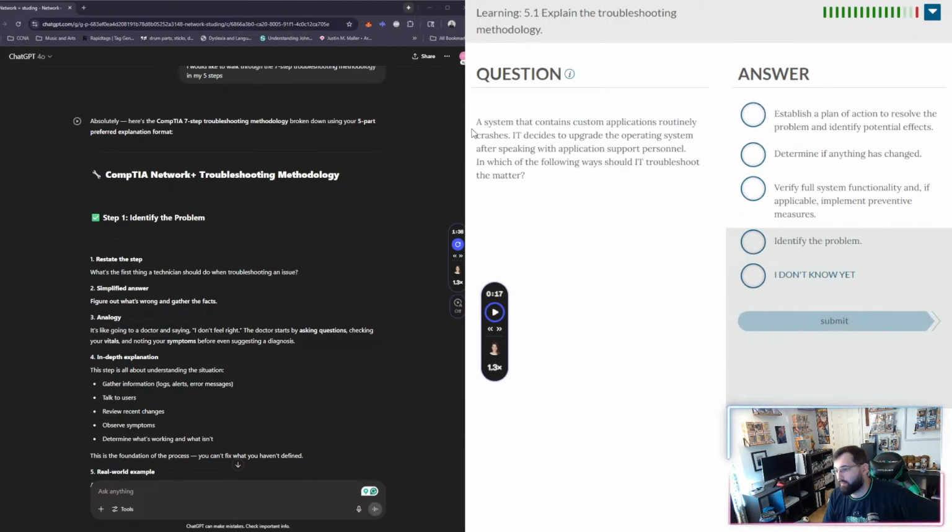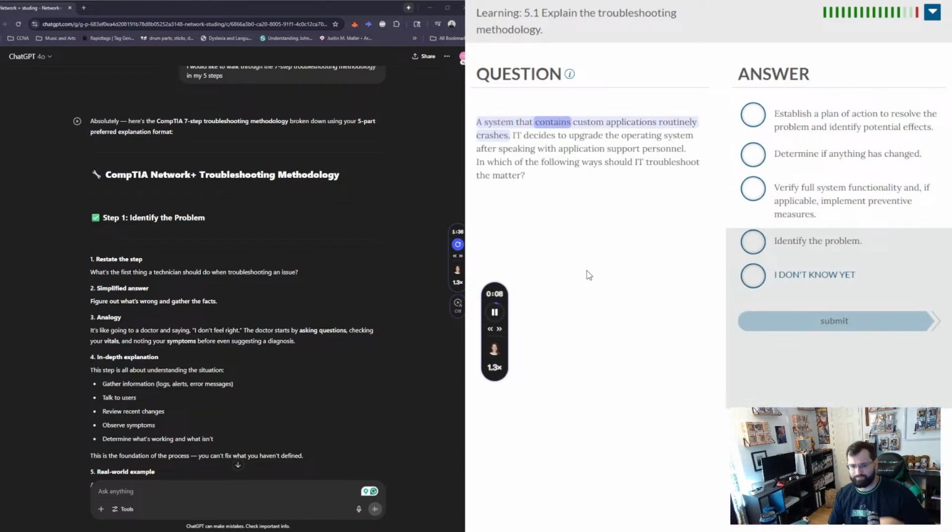Let's go. We're almost done. A system that contains custom applications routinely crashes. IT decides to upgrade the operating system after speaking with application support personnel. In which of the following ways should IT troubleshoot the matter? Verify full system functionality and if the application implement preventative measures. Man, why am I going blank on these?